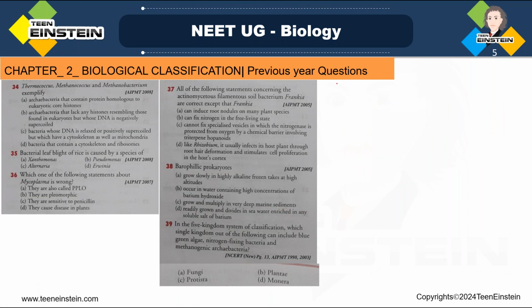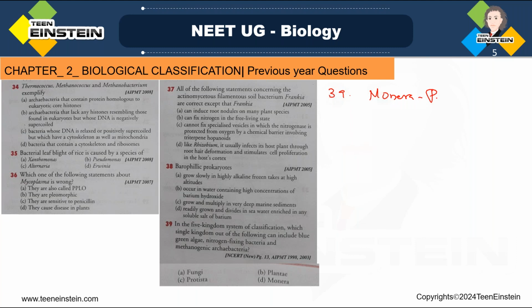Next, question number 39. In the five kingdom system of classification, which single kingdom out of the following can include blue-green algae, nitrogen-fixing bacteria, and methanogenic archaebacteria? Options are fungi, plantae, protista, monera. And it's very clear that monera is the prokaryotic kingdom.